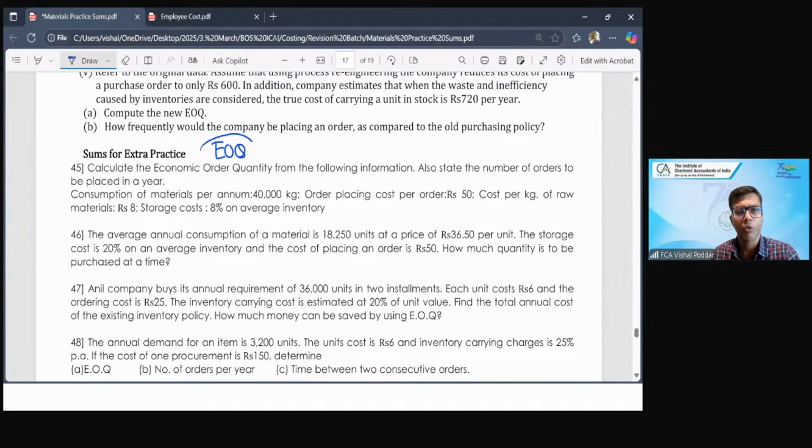is of EOQ. Now in EOQ, the questions can range from only calculating EOQ, second, comparing EOQ with the other stock levels to find out which one is better, third, wherever discount is there. So we'll try to solve all types of questions so that it is revised thoroughly. So I take up 45th question first. My next question would be 47th. My next question would be 48th.